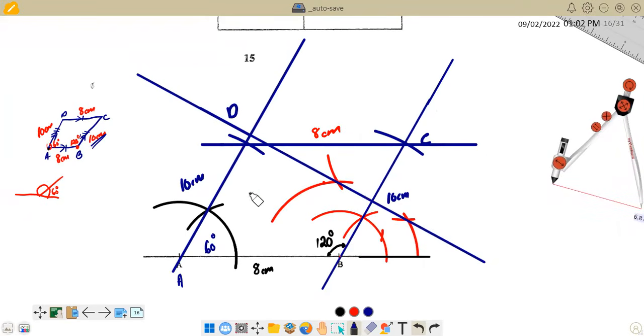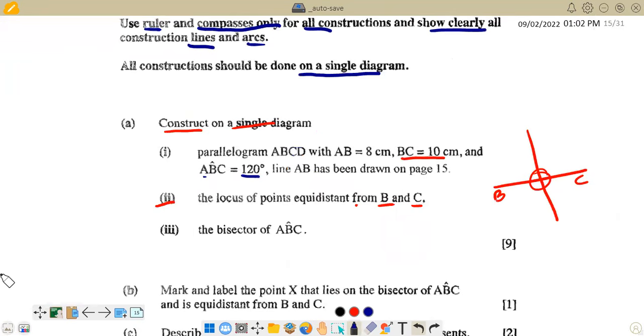So you've bisected line BC, but the question, take note, was for you to have the locus of points equidistant from base, but on construction, you are bisecting. So this one is a line bisector of construction, guys. I told you about this. Okay, then we move on.